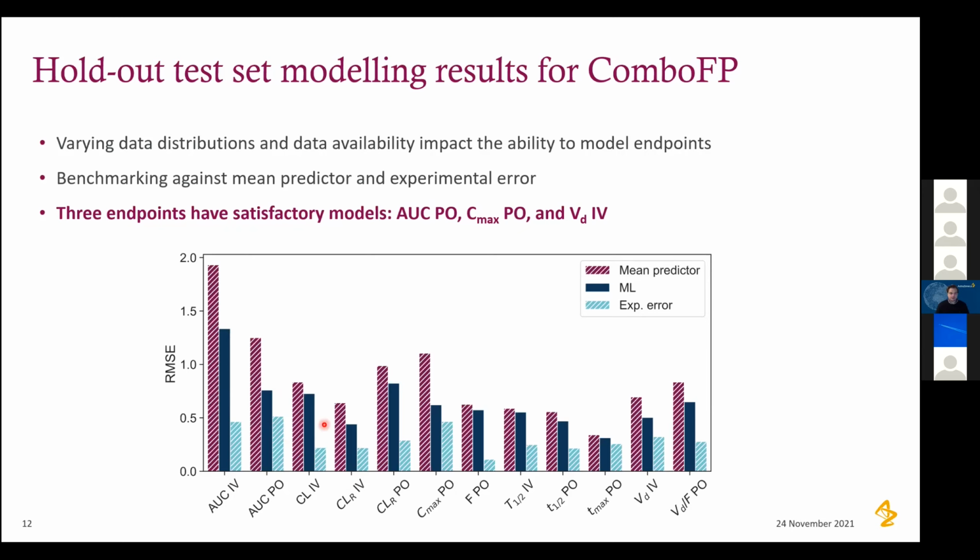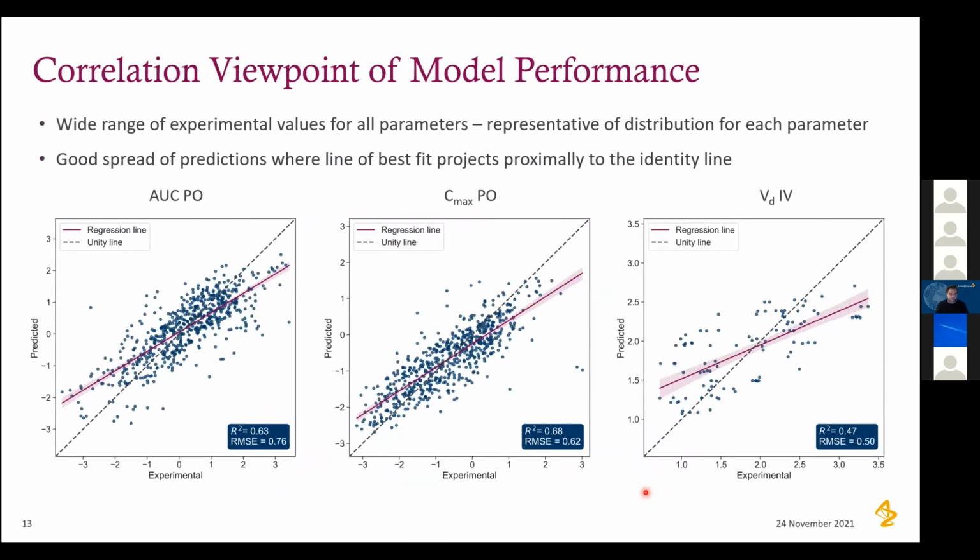So after doing this analysis and looking at scatter plots and a few other metrics, we concluded that AUC PO, Cmax PO, and volume of distribution for IV had satisfactory results, and we wanted to implement these internally and continue the validation. So if we stay on this just quickly, this is the correlation viewpoint of these models. Basically, we see that these center around the unit line, even though they are far from perfect predictions. At least they center around identity, which is good to see.